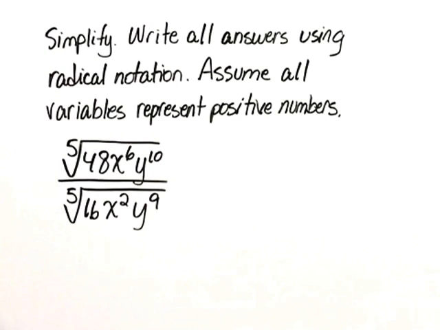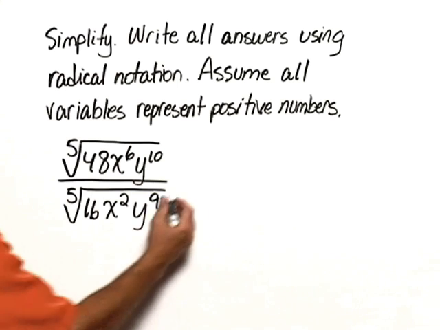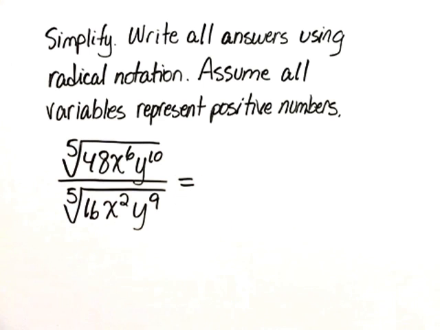Simplify. Write all answers using radical notation. Assume all variables represent positive numbers. The fifth root of 48x to the 6th y to the 10th divided by the fifth root of 16x squared y to the 9th. Well, first, let's rewrite this quotient of two radicals as the radical of a quotient.